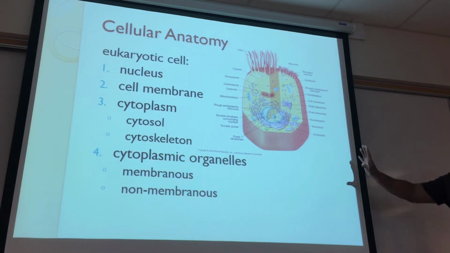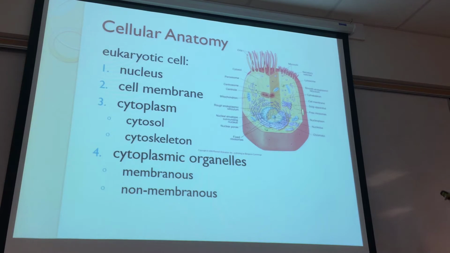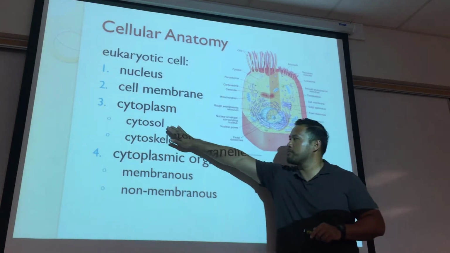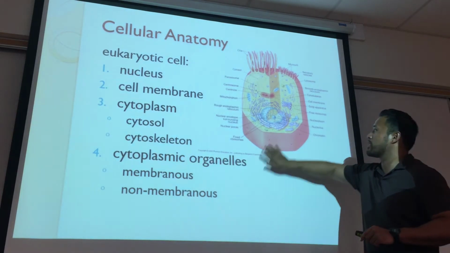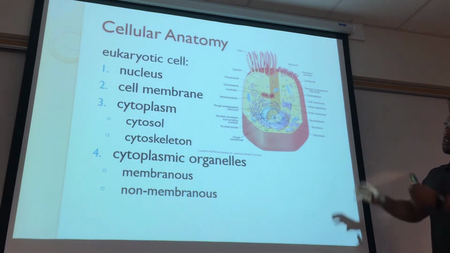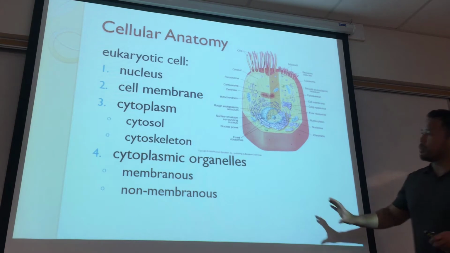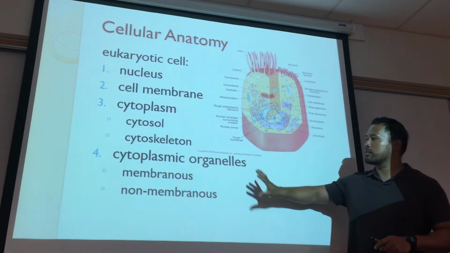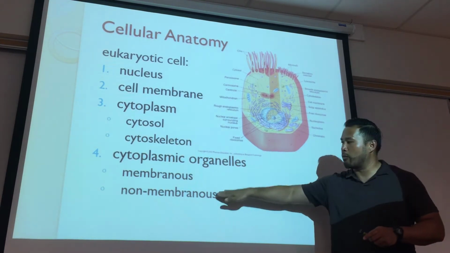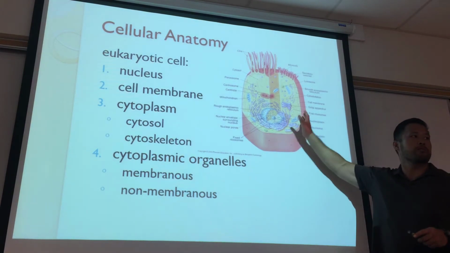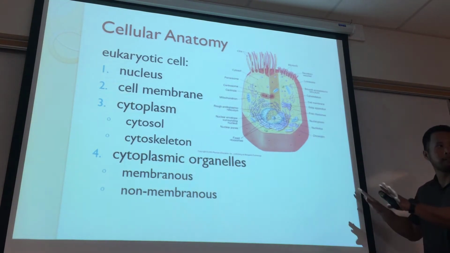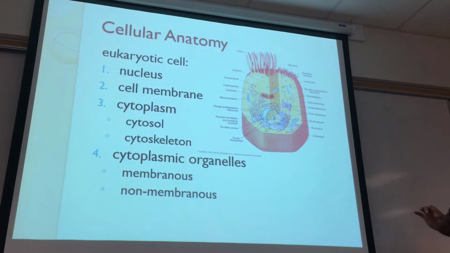So the cellular anatomy, as you can see, there's a nucleus, there's a cell membrane, which we'll talk about, the cytoplasm, which is all the contents within the cell, of which we'll see cytosol, which is this fluid, and the cytoskeleton, which is going to contain the filaments that give it its structure. And then we'll talk about the organelles, which will have a membrane and will not have a membrane, and we'll talk about those functions later on. Again, a high-level overview of the cell.